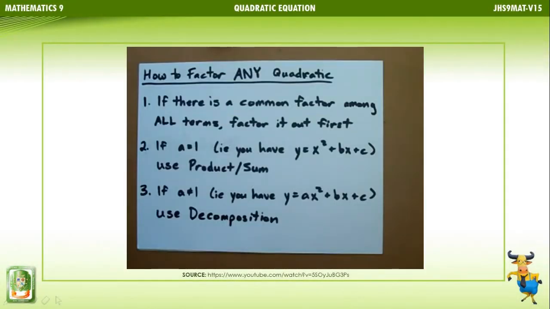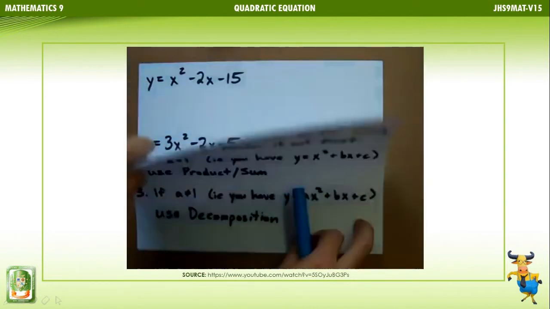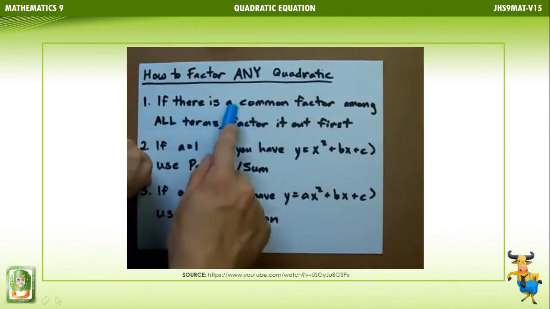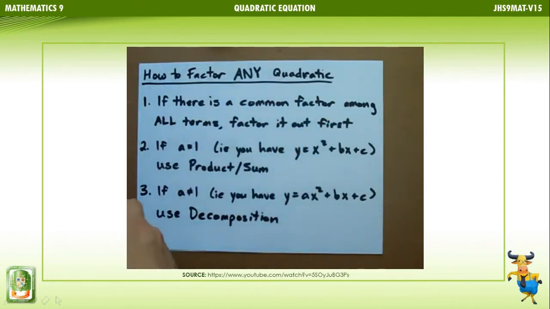Here's a quick 3-step process on how to factor any quadratic that's actually factorable. The first thing you have to do when you're given some quadratic equation that you have to factor is that if there's something common to all of the terms, take it out first. It's just going to make your life easier.